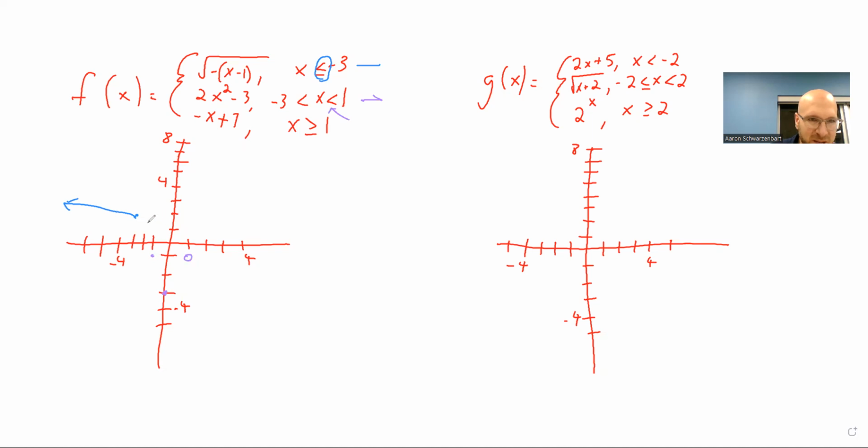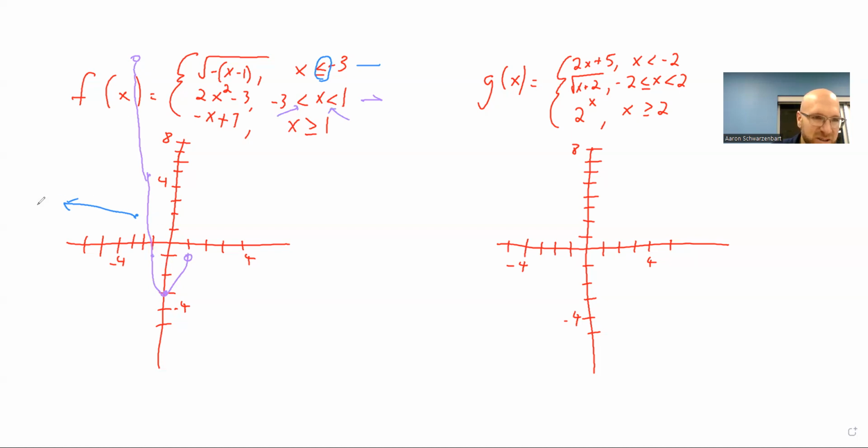If I plug in -2, that's -2 squared is 4, times 2 is 8, -3 is 5. And -3 is 9, 18, -3 is 15. So that's somewhere up here. And again, I've got an open circle on that end because of this. I went a little extreme on this one. Maybe should have went 1/2 x squared instead of 2. But okay, here's my little bit of a parabola.